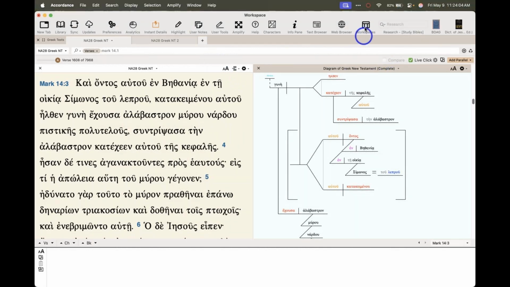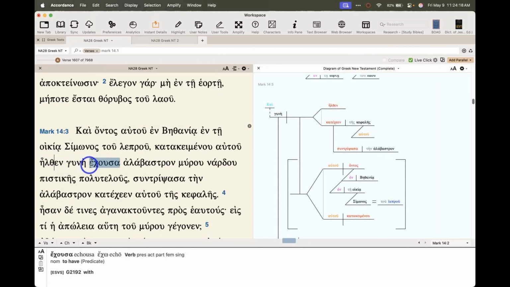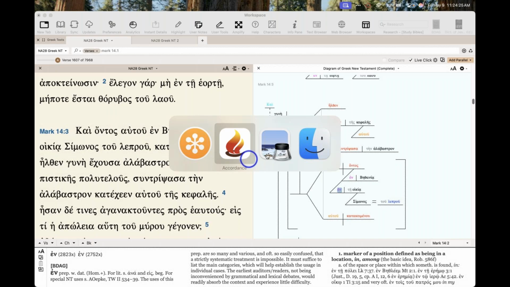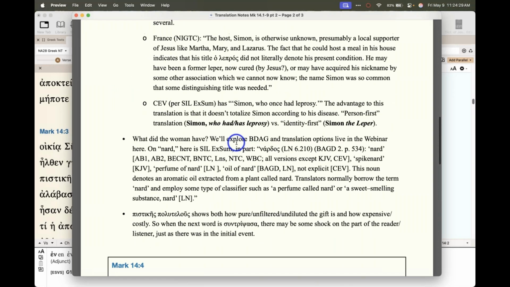All right, well, let's look at the woman now. So we've got elthousa gyne. So finally, the main verb, and again, you can see this here in the diagram, that everything else is grammatically subordinate to this. So the woman came, and so here's a participle, having, or who had. Let me go to my notes here. Yeah, what did she have?